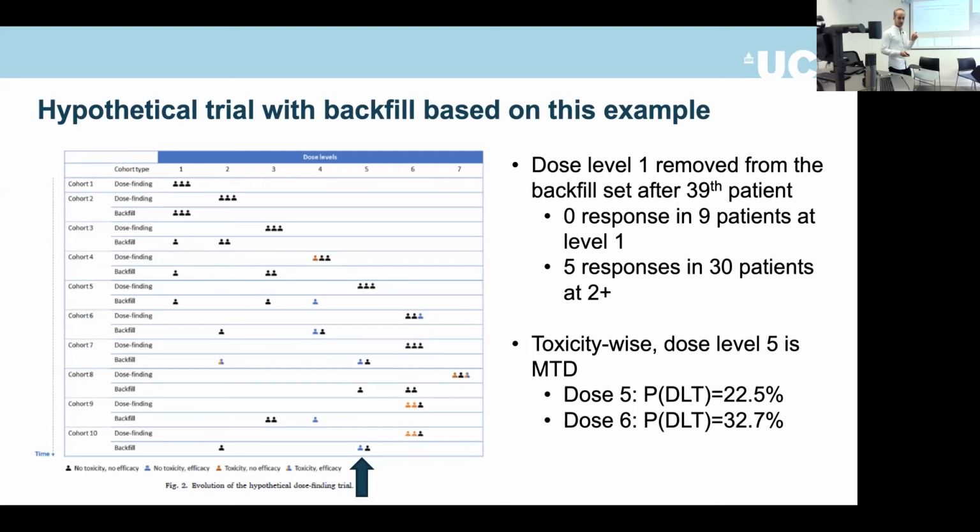Now, using the rule of 80% for the probability of a difference in response between dose level 1 and levels greater than 1, we discarded dose level 1 after the 39th patient. Why is that? In this specific example, there were no responses in 9 patients treated at dose level 1. But there were 5 responders among the 30 patients who were treated at dose level 2 or greater. So at that point in time, at patient 39, it was time to discard dose level 1 from the backfill set.